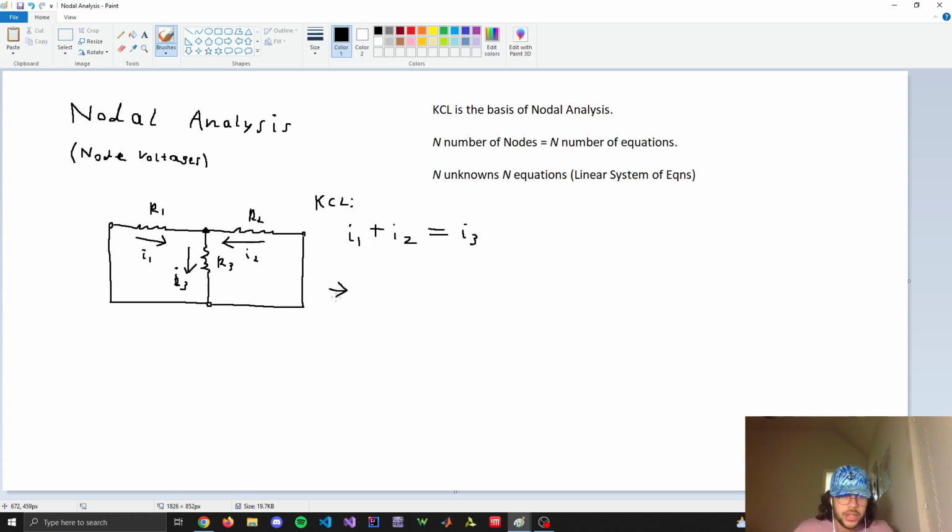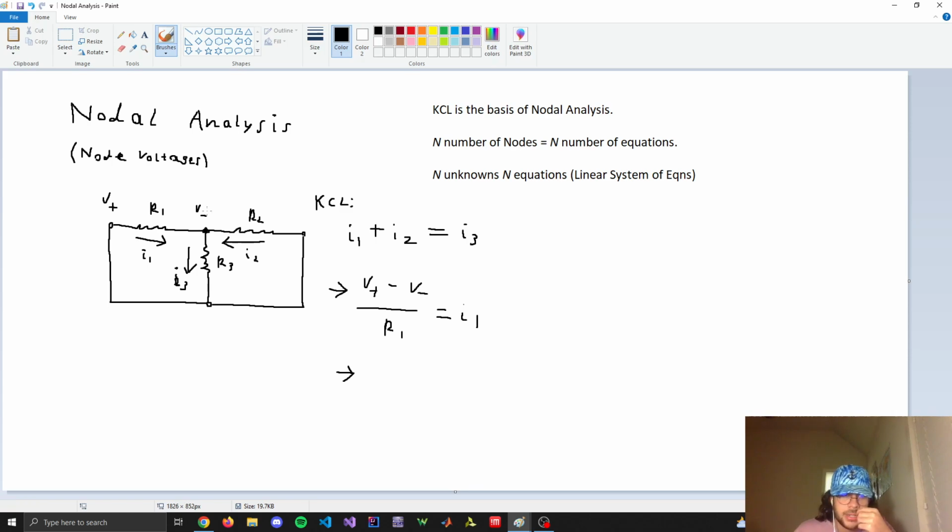So I1 is going to be, let's just say this is V plus, this is V minus, this is just for R1. So the voltage across R1 is going to be V plus minus V minus divided by R1. And that's exactly I1.